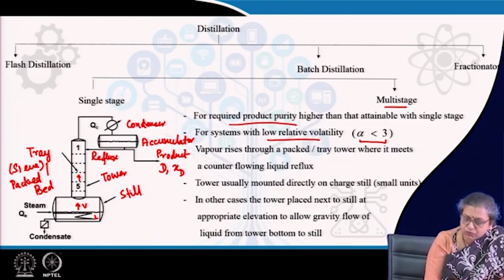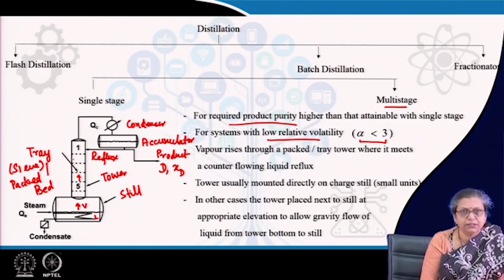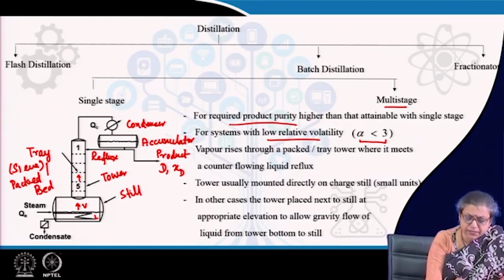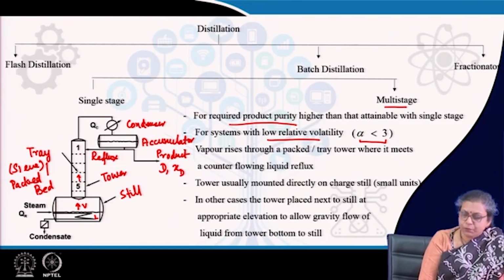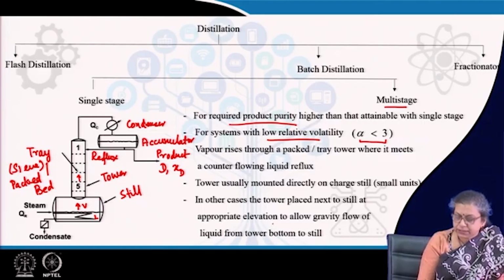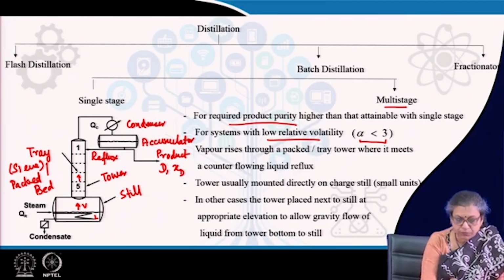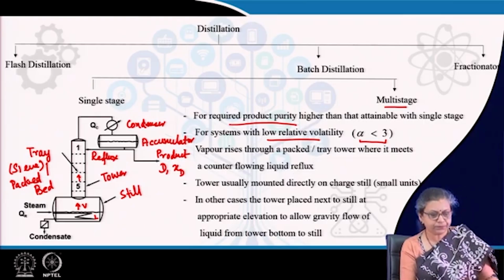Now, usually these are small scale units, and for most cases we find that the tower is just mounted directly on the charge still. Vapor rises by gravity, and generally the condenser and accumulator are kept at such an elevation that the liquid is reintroduced into the tower and falls again by gravity. It can also happen for bigger units that the tower is just placed next to the still, but at an appropriate elevation such that gravity flow of liquid from the tower bottom to the still can happen.